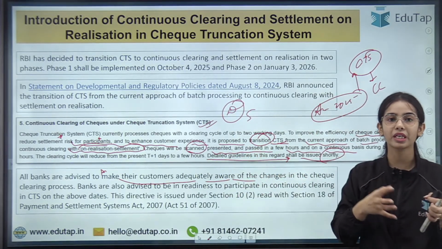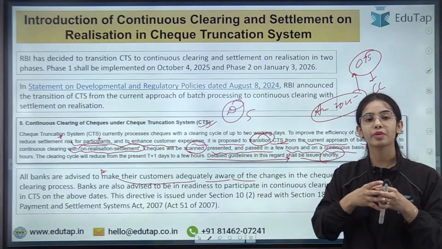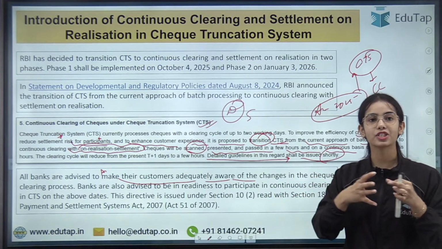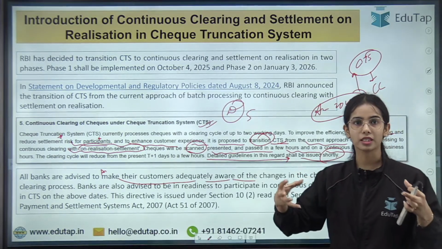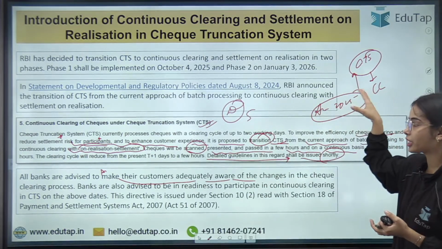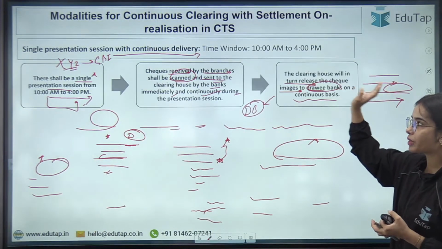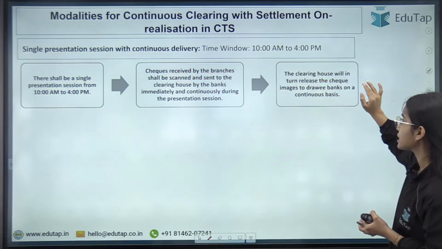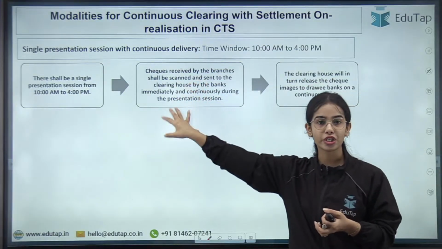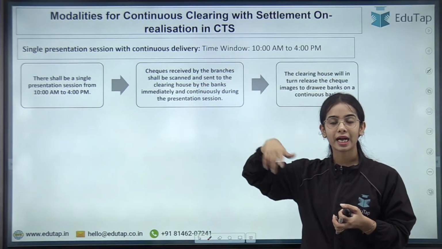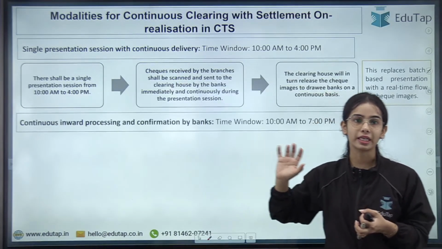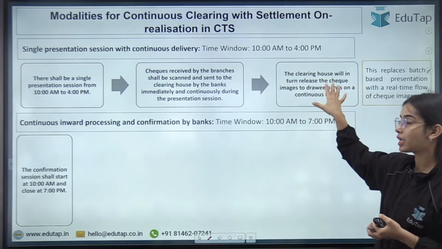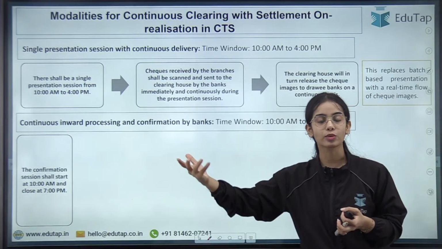Before, it was happening in batch processing, where the checks were cleared in batches along with the other checks, but now continuous clearing will happen. There is a single presentation session where you can present your check with your bank, and that bank will process the check and transfer the check details to the clearing house, and this clearing house will present the check to the drawee bank.